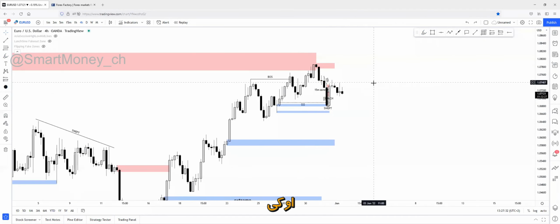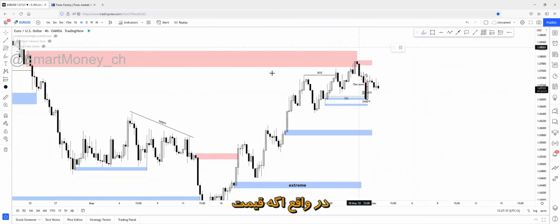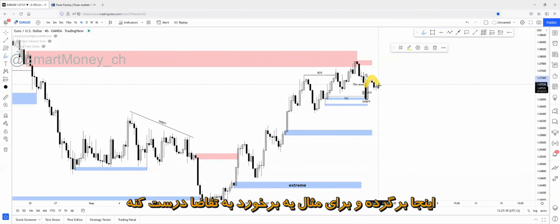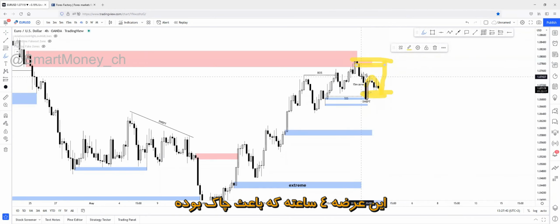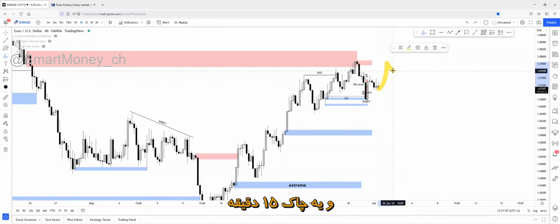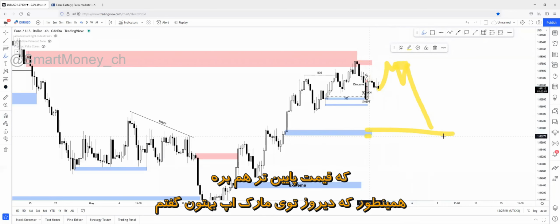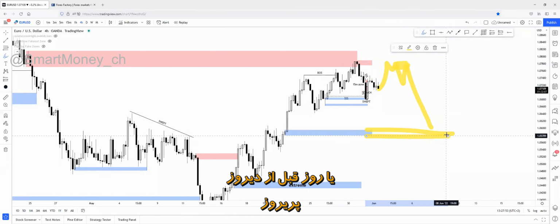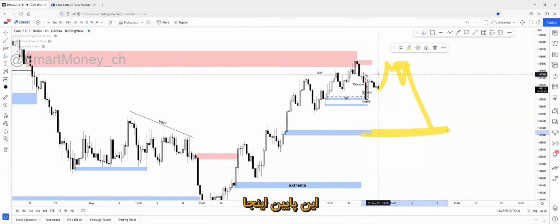Okay, what can we expect from price right here? Actually, if price reverses here and creates, for example, a demand tap right here, taps this supply zone up here, this 4-hour supply zone that has caused the change of character, and creates a 15-minute change of character on this supply zone, then we can expect a deeper mitigation, as I explained in the markups yesterday or the day before yesterday. So we can expect a mitigation of this demand zone down here.